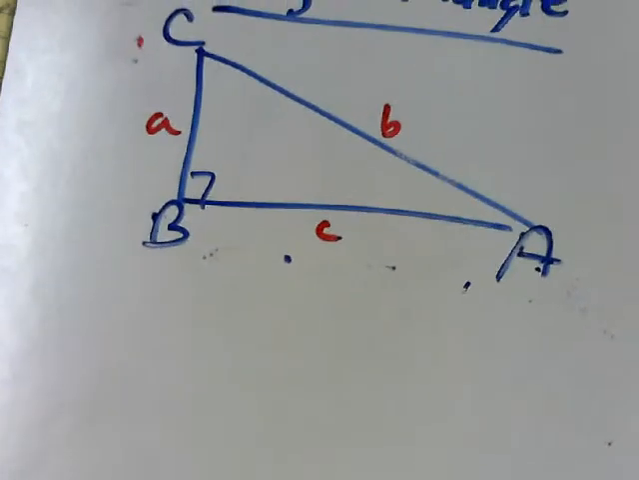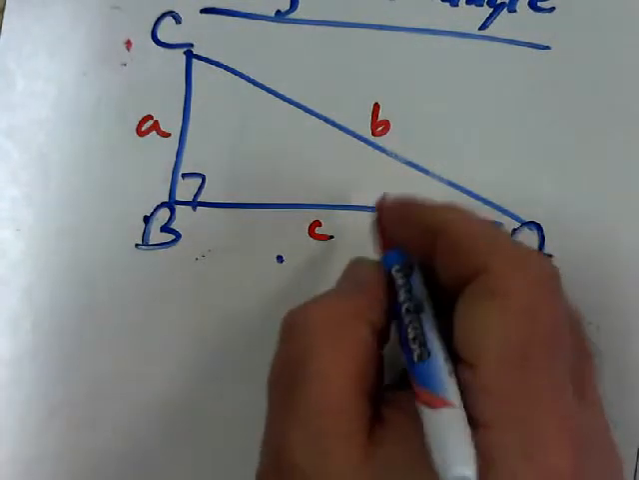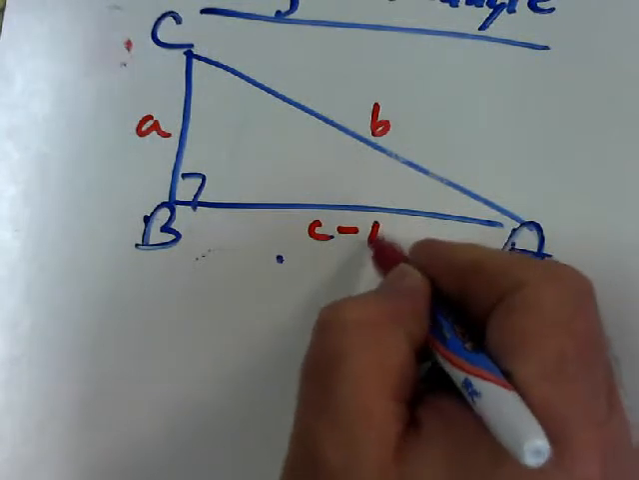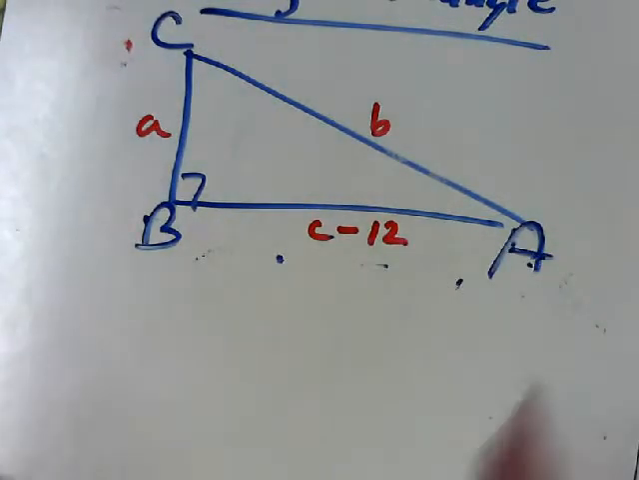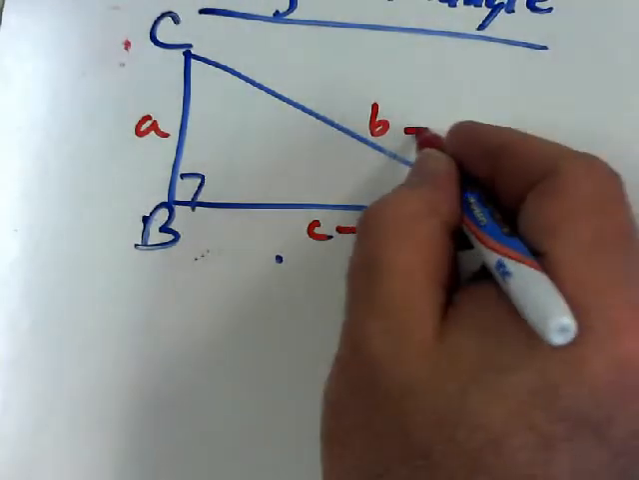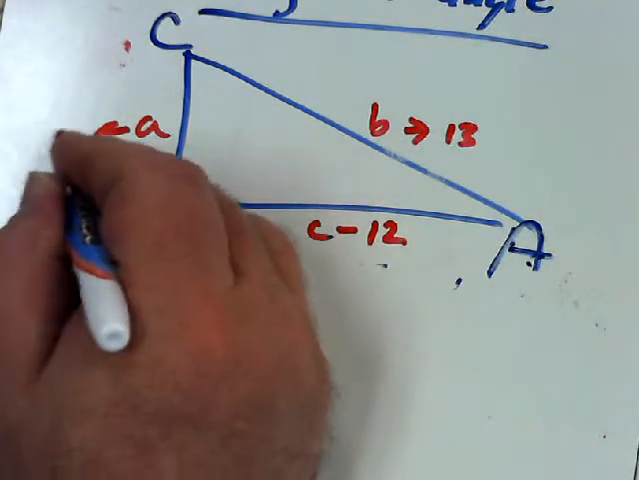Using basically this same triangle, we're going to give lengths to these now. So let's say C is 12, B is going to be 13, A is going to be 5.